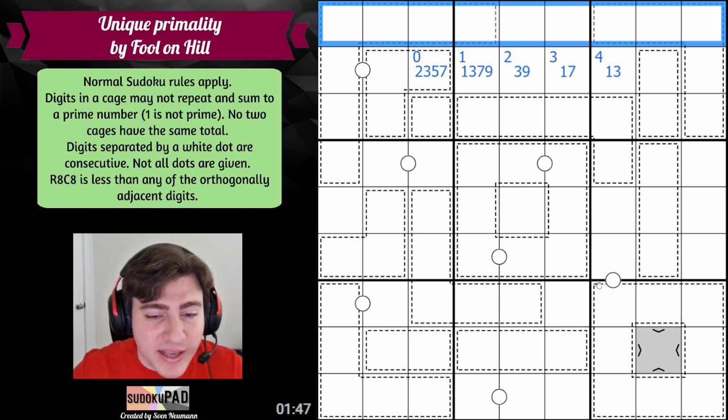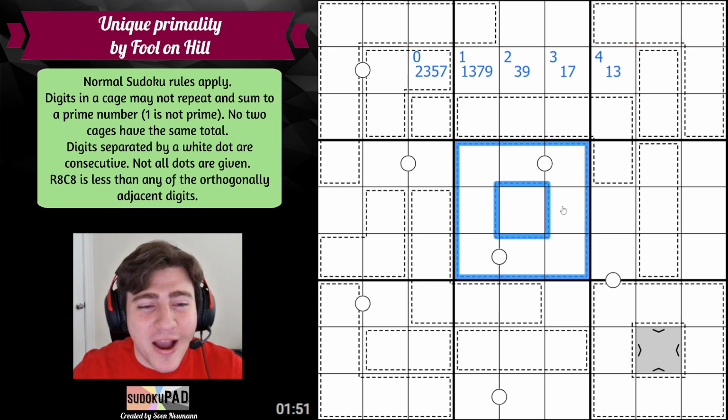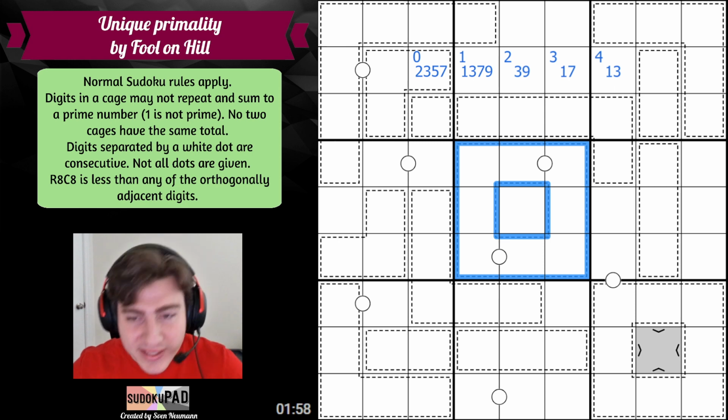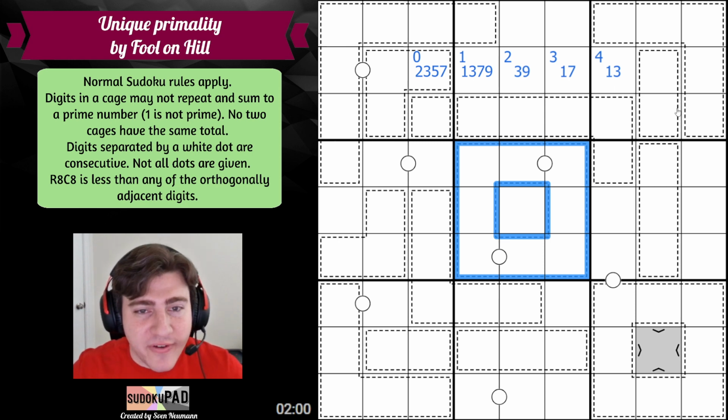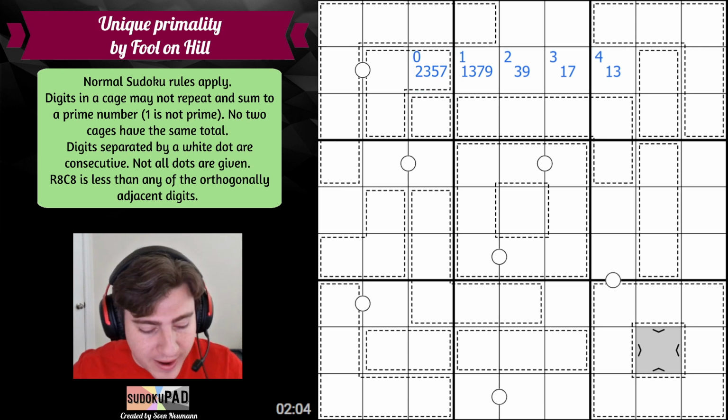So the maximum size, actually, I guess the maximum size couldn't be a 9-cell cage because 45 isn't prime. So the maximum size cage we can have is an 8-cell cage, so only prime numbers less than 45 will be allowed in this Sudoku. So this is kind of our prime number guide.